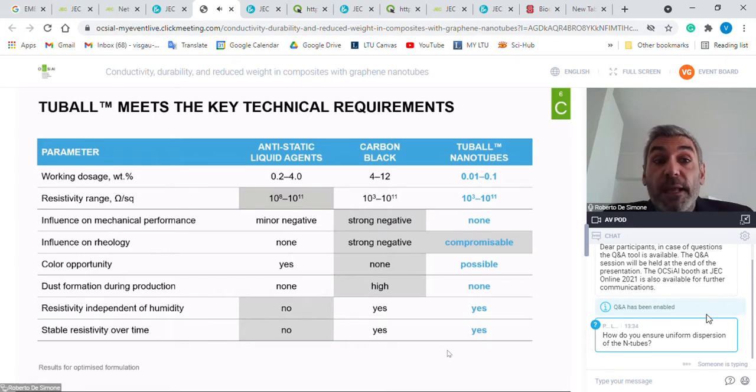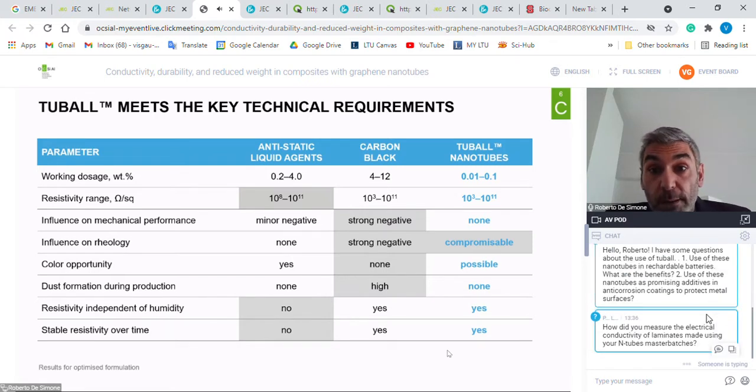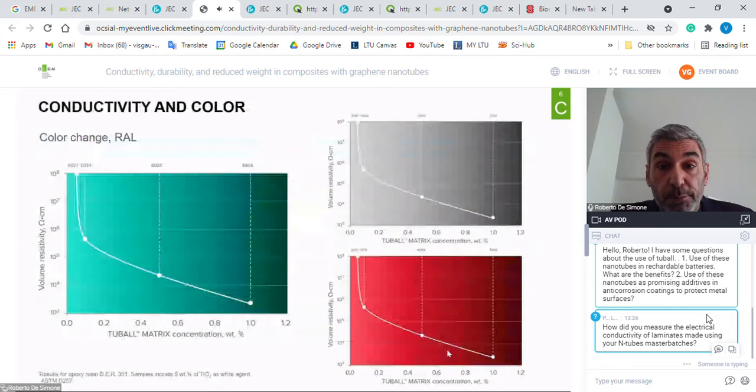You can achieve some color when using Tubal, whereas with carbon black, for example, everything is black because the loading level is really high. You can avoid completely the dust formation during the industrial process, because we are dealing with the pasty, with the flakes, where nanotubes are totally embedded in the matrix. So we can just highlight that there are several sideline benefits beside the main value proposition we are going to highlight, like electrical conductivity and mechanical properties.